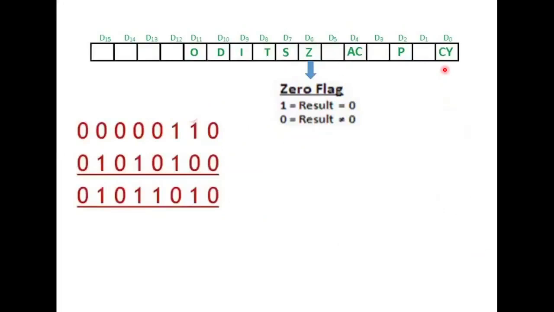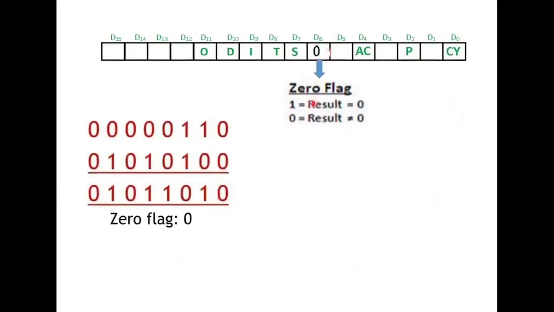Next one is the zero flag. This zero flag will set if the result is 0, and will reset if the result is not equal to 0. Now we have taken one example and we perform the addition operation. Here I am getting the result 0 1 0 1 1 0 1 0. This value is not equal to 0, so your zero flag goes to reset state, which indicates that the result is not equal to 0.